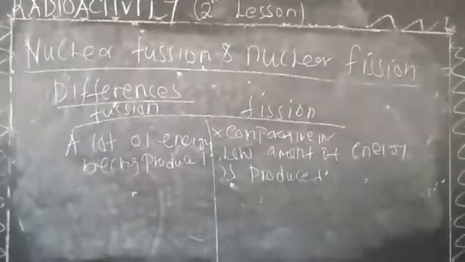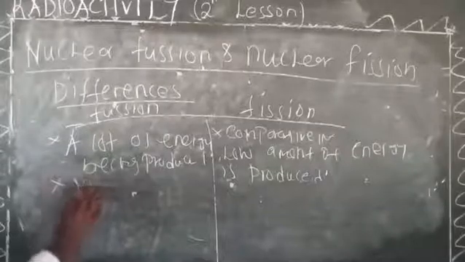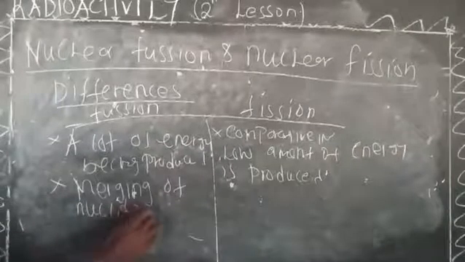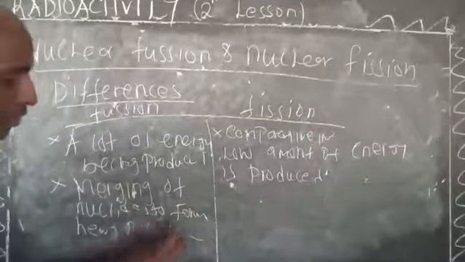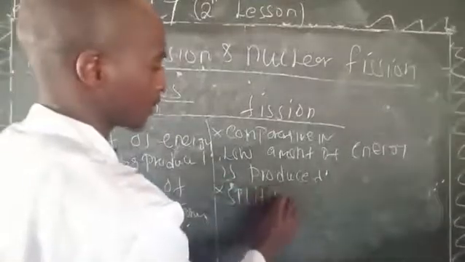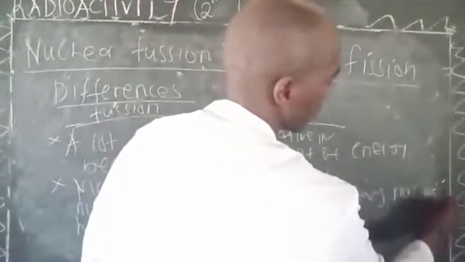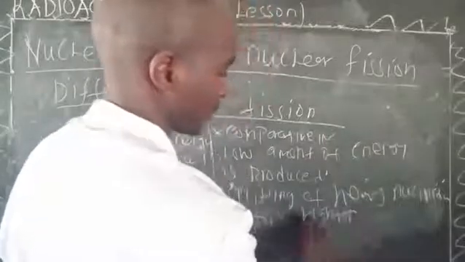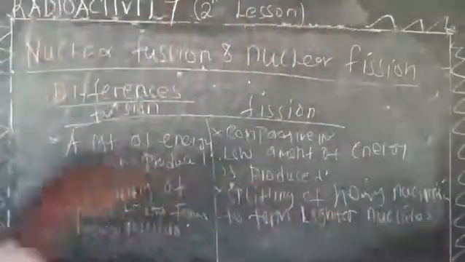Again, nuclear fusion involves merging of nuclides to form a heavy nuclide, of course with the release of energy, while fission involves the splitting of a heavy nuclide to form lighter nuclides.